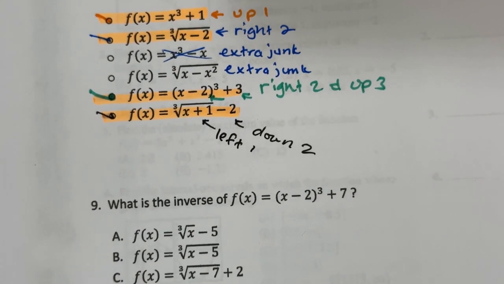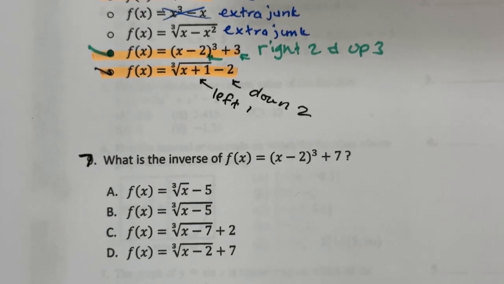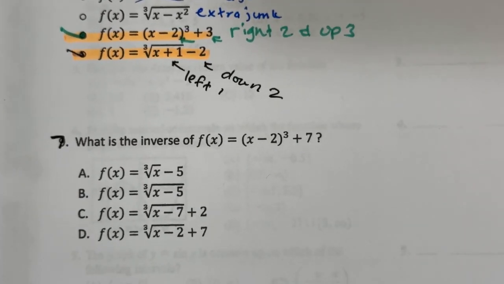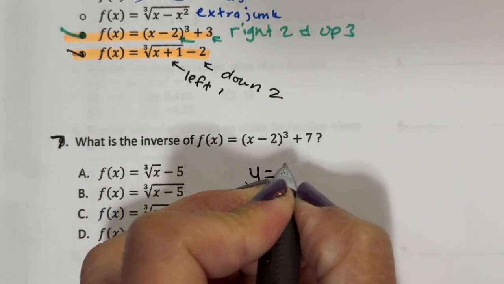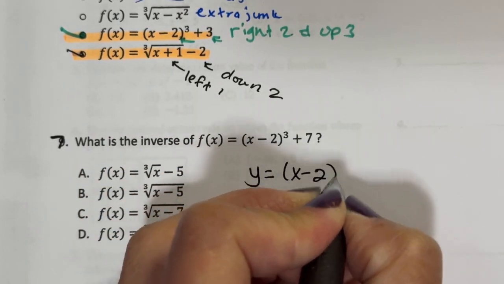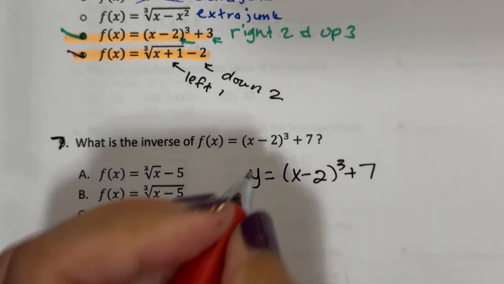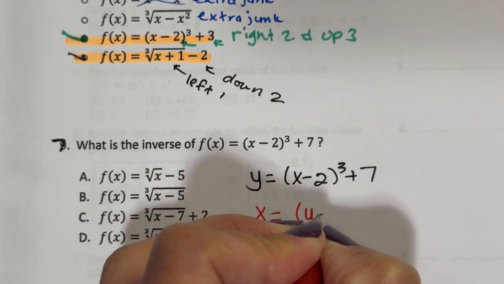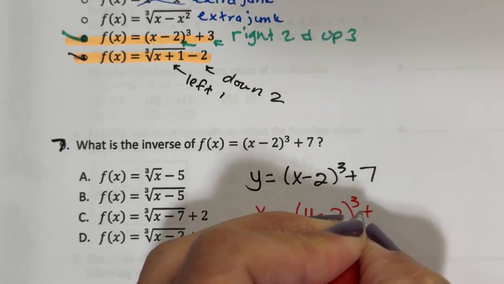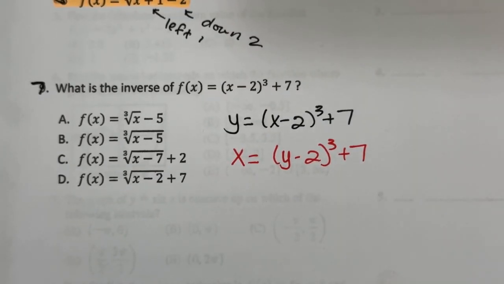All right, this one is number 7. It says, what is the inverse of f of x equals (x minus 2) cubed plus 7? So we need to Freaky Friday. So y equals (x minus 2) cubed plus 7. Step 1 is to change the f of x to a y. Step 2, Freaky Friday. So switch the x and the y. So x is equal to (y minus 2) cubed plus 7. And then we need to solve for the y.